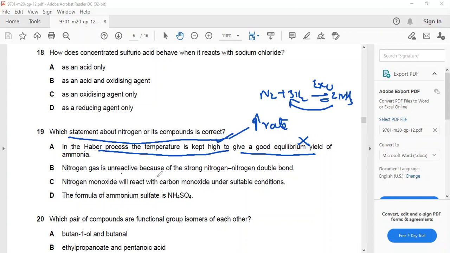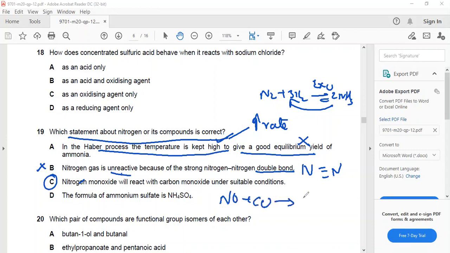Nitrogen gas is unreactive because of a strong nitrogen double bond. See, nitrogen gas is less reactive. Less, not unreactive, less reactive. Strong nitrogen triple bond. Double bond is written, but it is a triple bond. C is the answer. Ammonia will react with carbon monoxide.